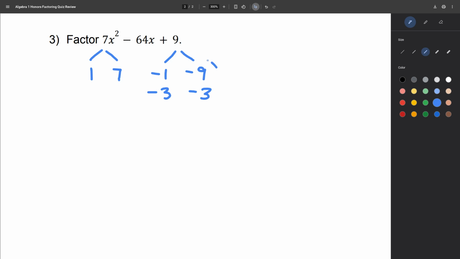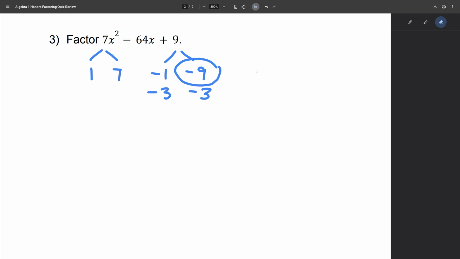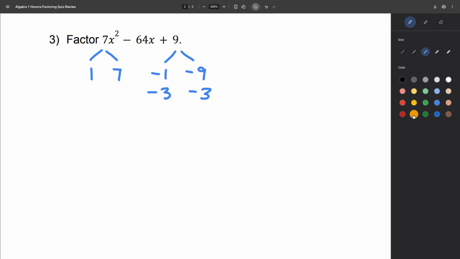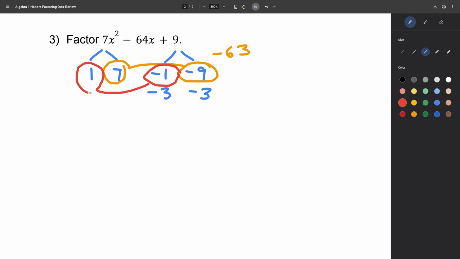Now negative 9 times positive 7 is negative 63. And then negative 1 times 1 is negative 1. So negative 1 plus negative 63 is negative 64.